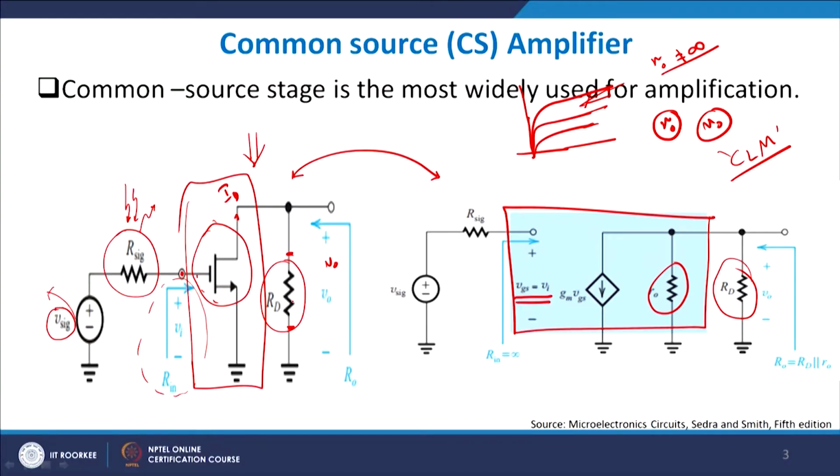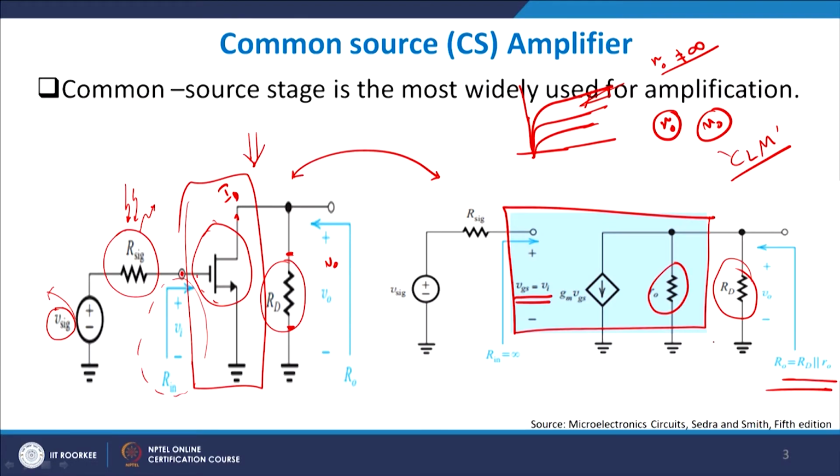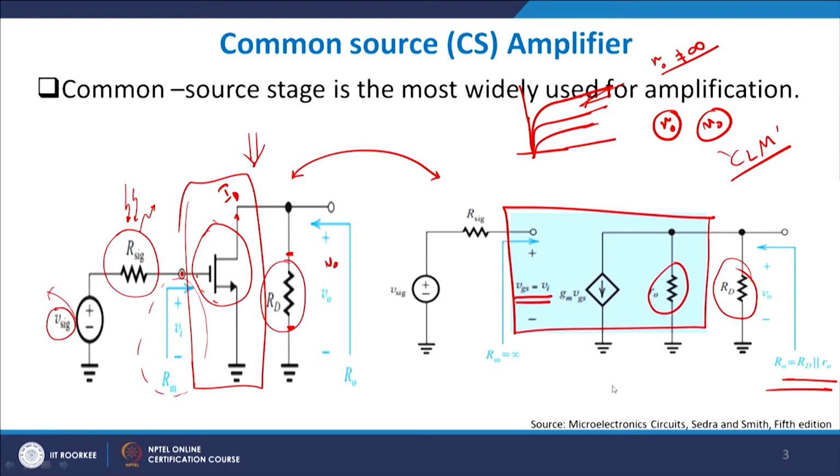This RD is the applied drain resistance on the output side, or the load resistance, whatever you call it. So, the effective resistance seen by the output is nothing but RD parallel to r0, fine. This is RD parallel to r0, right. So, let me discuss with you how I will look into the same fact.